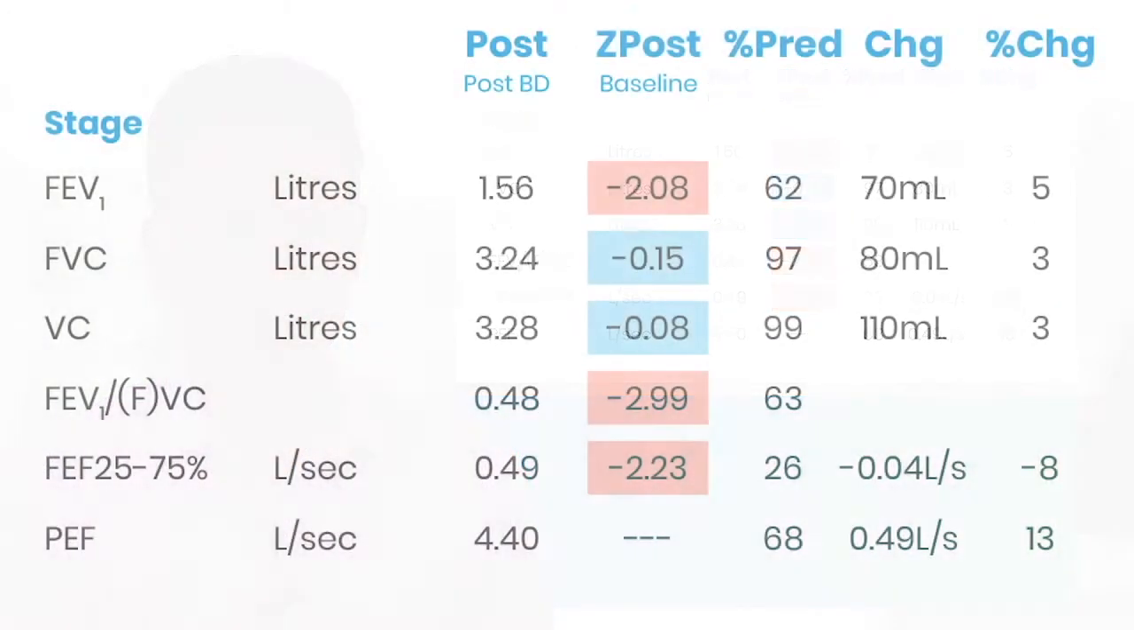The next step is to look at the bronchodilator response. So once again, we have the same numbers as post-bronchodilator. And we also are given the amount of change in volume as well as the percentage change. So you can see that the FEV1 has improved by 5% or 70 mils.